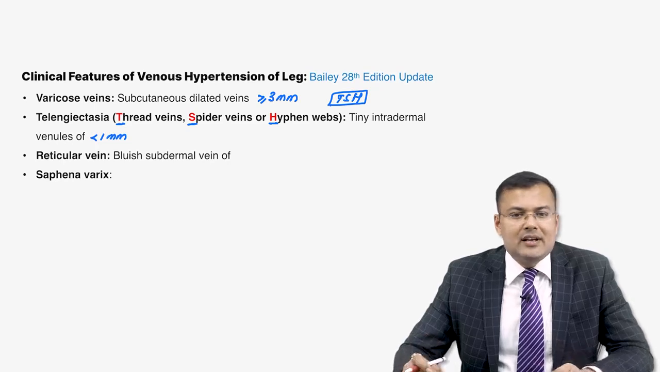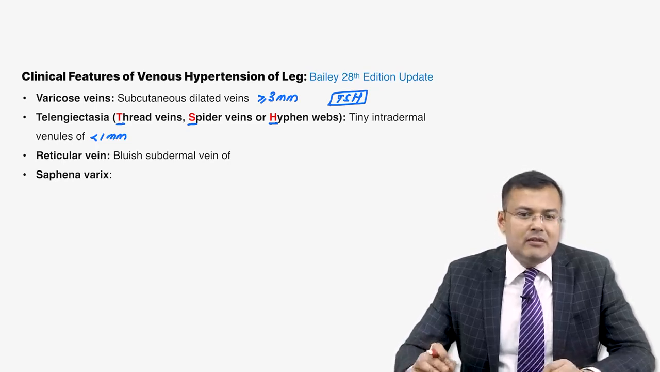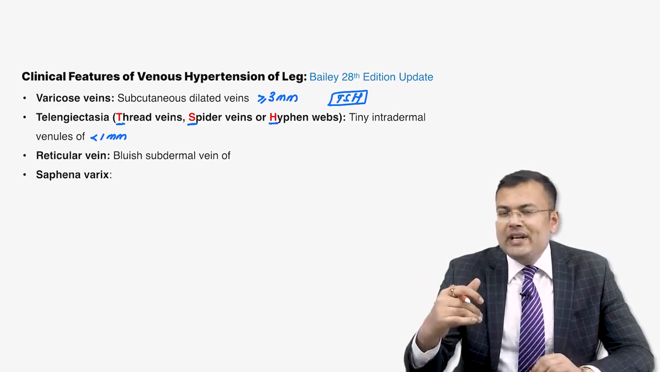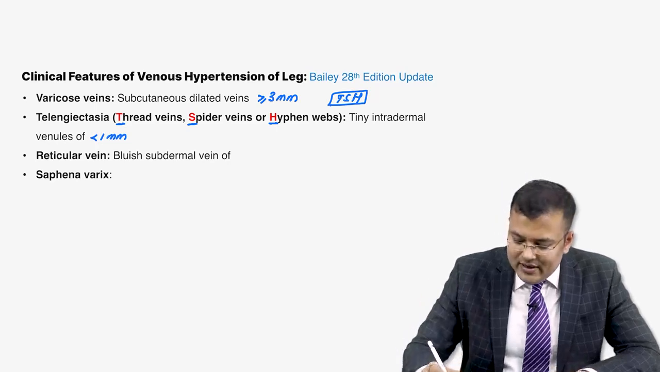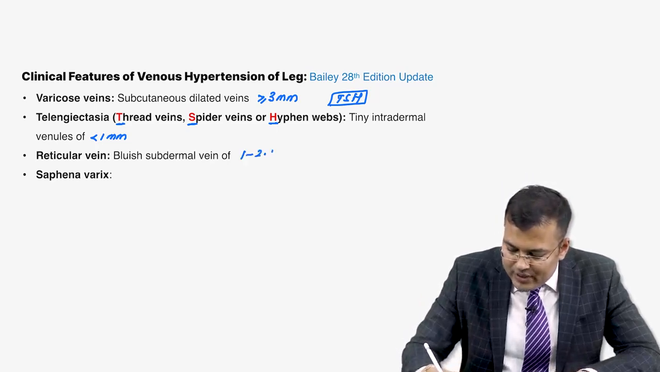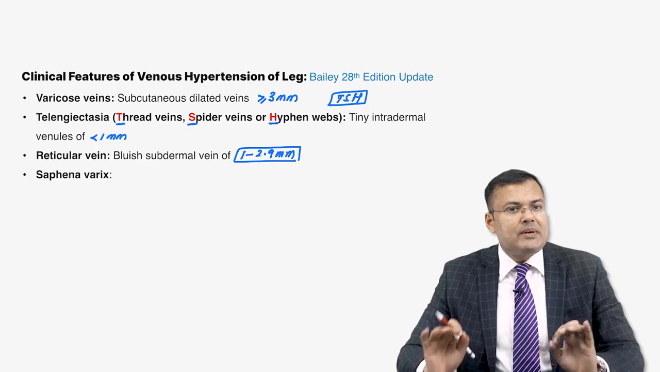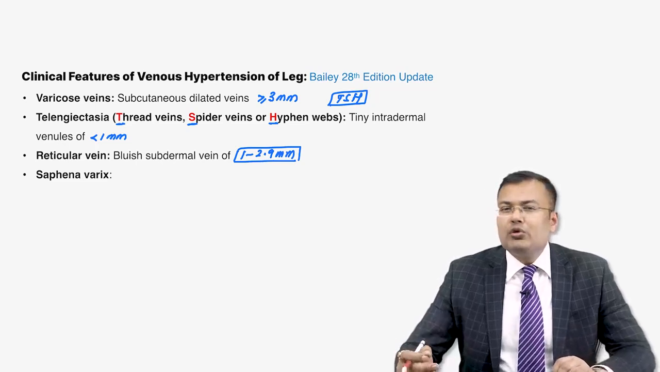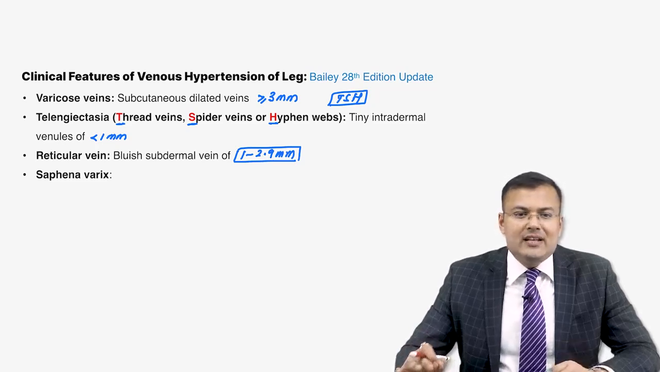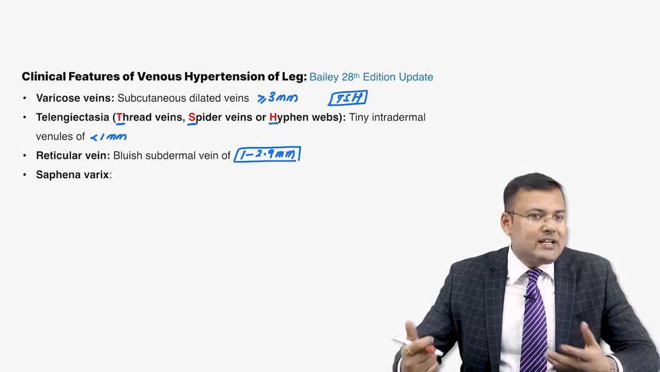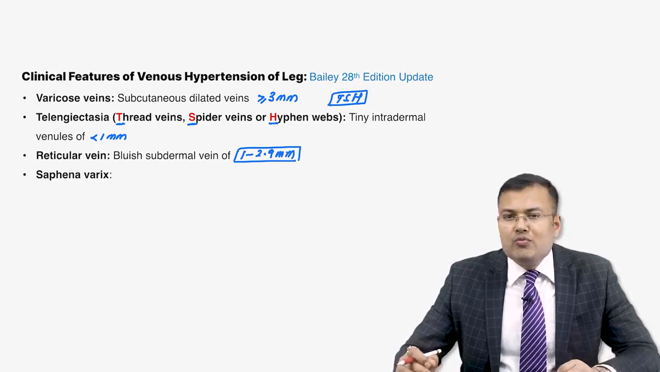And reticular veins, these are bluish subdermal veins, and the diameter is in between telangiectasia, meaning thread vein, and varicose vein. So obviously it is 1 to 2.9 mm. It means it is 1 to less than 3 mm. So remember these diameters. Varicose vein, more than or equal to 3 mm. Thread veins, spider veins or hyphen veins, less than 1 mm. And reticular veins, 1 to 2.9 mm.